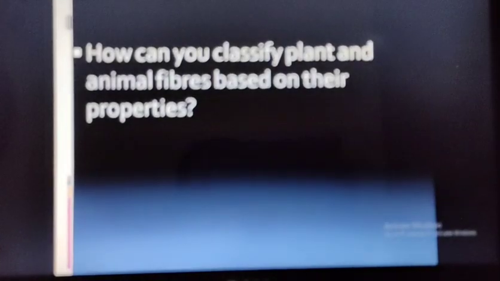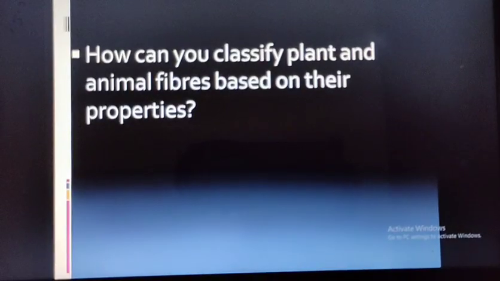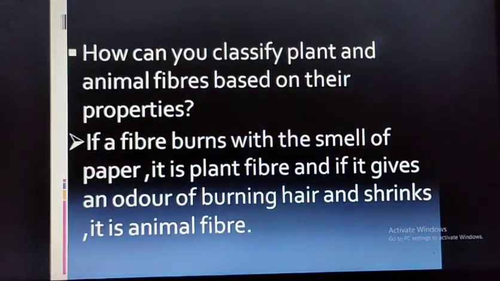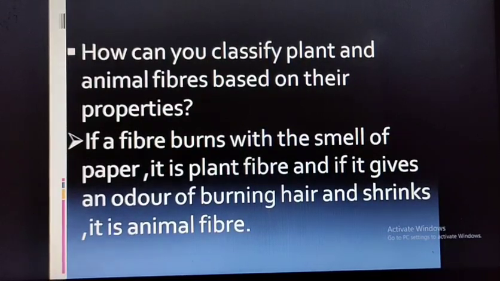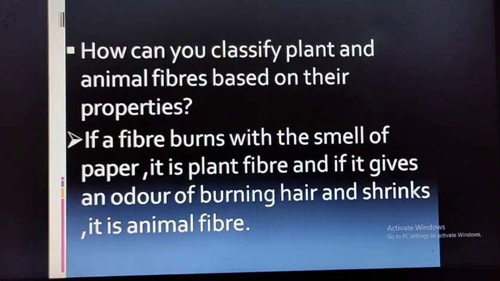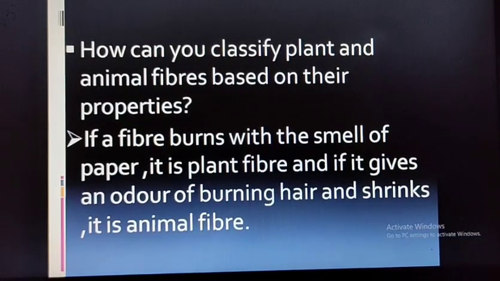Next question is, how can you classify plant and animal fibers based on their properties? If a fiber burns with the smell of paper, it is a plant fiber, and if it gives an odor of burning hair and shrinks, it is an animal fiber.